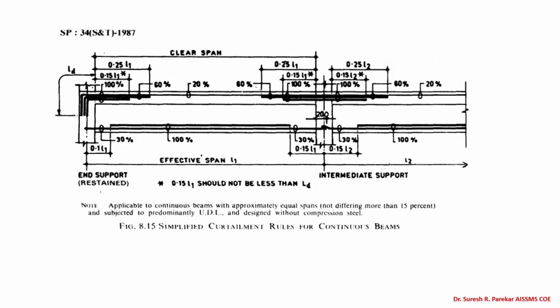Now you can see this is given. Actually, we have not used simplified curtailment rules for continuous beam. So they have mentioned here 0.15 L, 0.15. So we have not seen this one, so do not tell about this one. Whatever before that we have seen, that you have to answer. Now you can see this is SP 34 1987. So you can tell that we have used SP 34 for detailing of reinforcement.